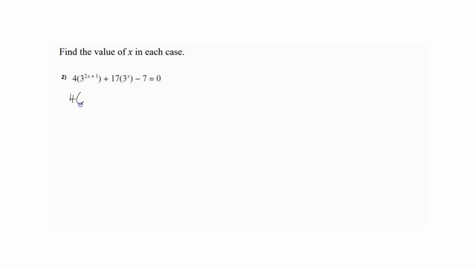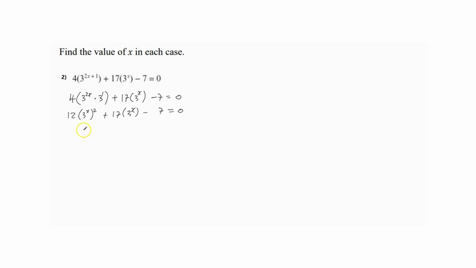So we have 4 into 3 to the 2x plus 1. This can be expressed as 3 to the 2x times 3 to the 1 plus 17 times 3 to the x minus 7 equals 0. So we can have 3 times 4, that's 12. And inside the bracket here, 3 to the 2x can be written as 3 to the x squared plus 17 times 3 to the x minus 7 equals 0.